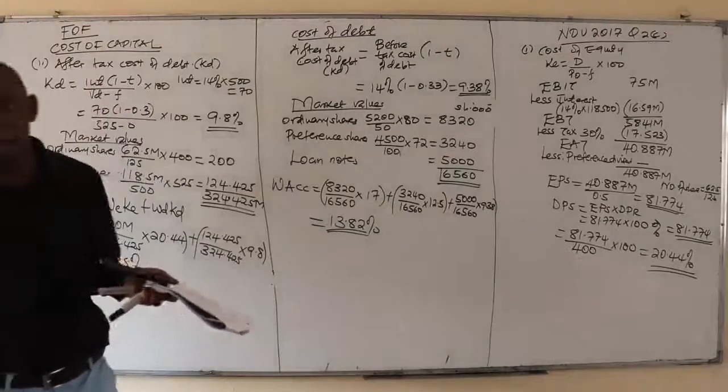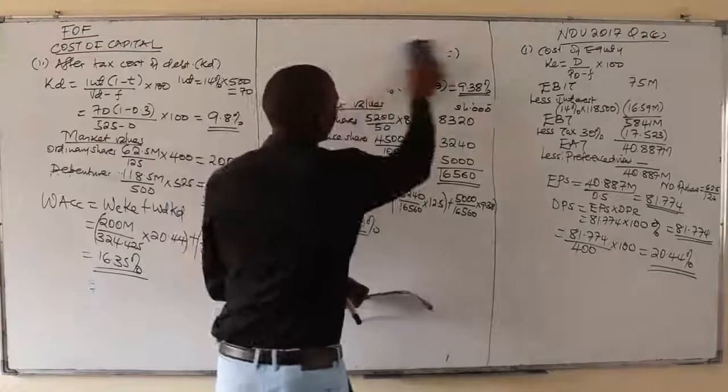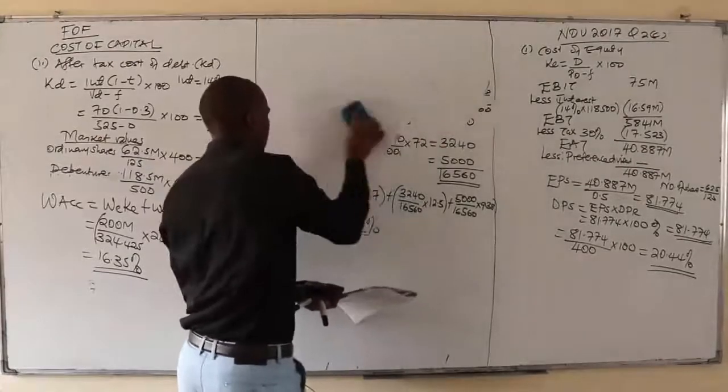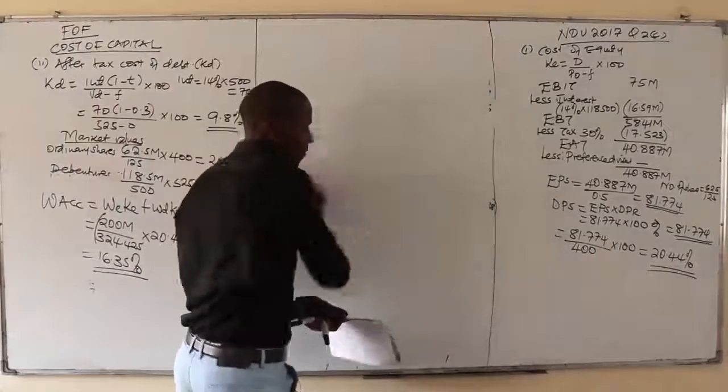Weighted cost of capital. Then we have the last question, the last area, which is now on the weighted marginal cost of capital.